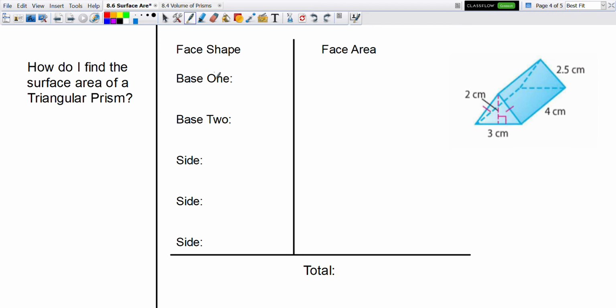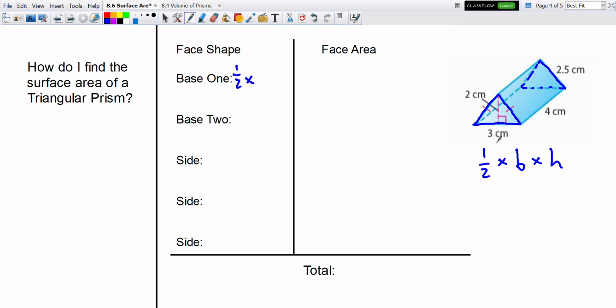Okay, so my base 1 is going to be this triangle right here, right? My base 2 is going to be the back triangle. They'll be exactly the same dimensions, exactly the same areas. So we'll use the same area for both base 1 and base 2, or triangle 1 and triangle 2. Remember that the area of a triangle is 1/2 of the base times the height.